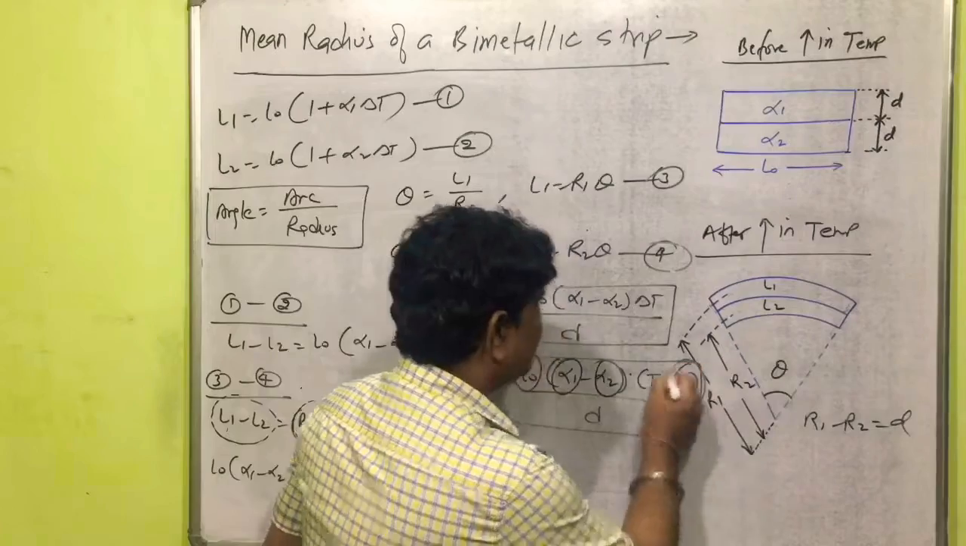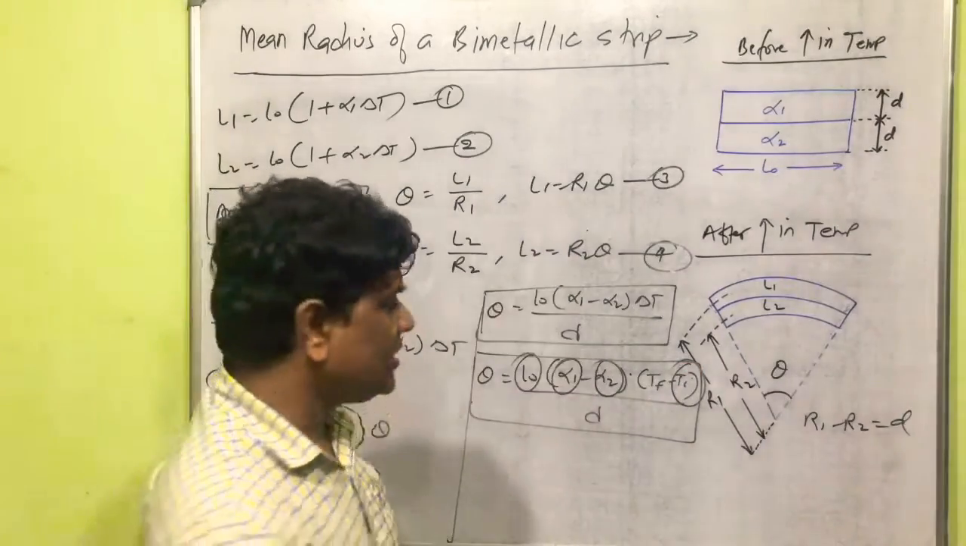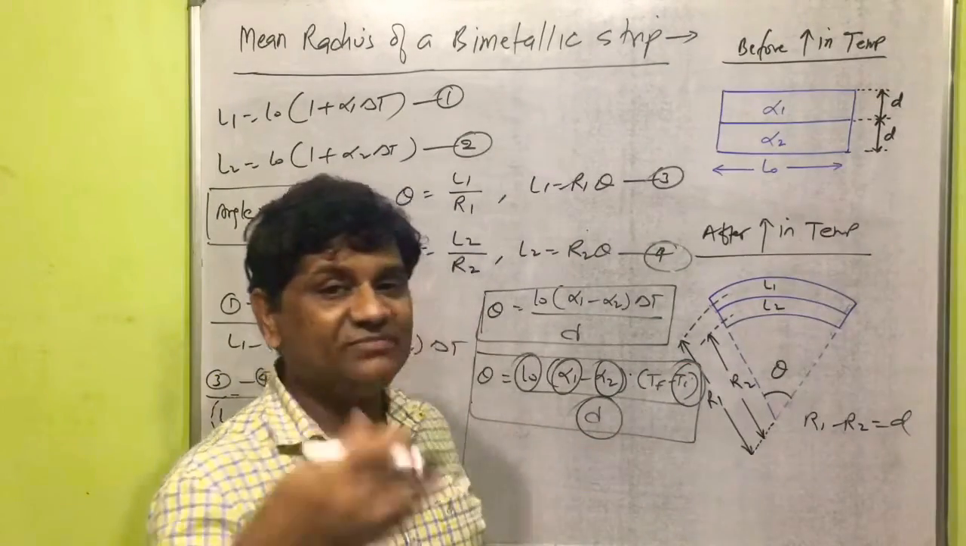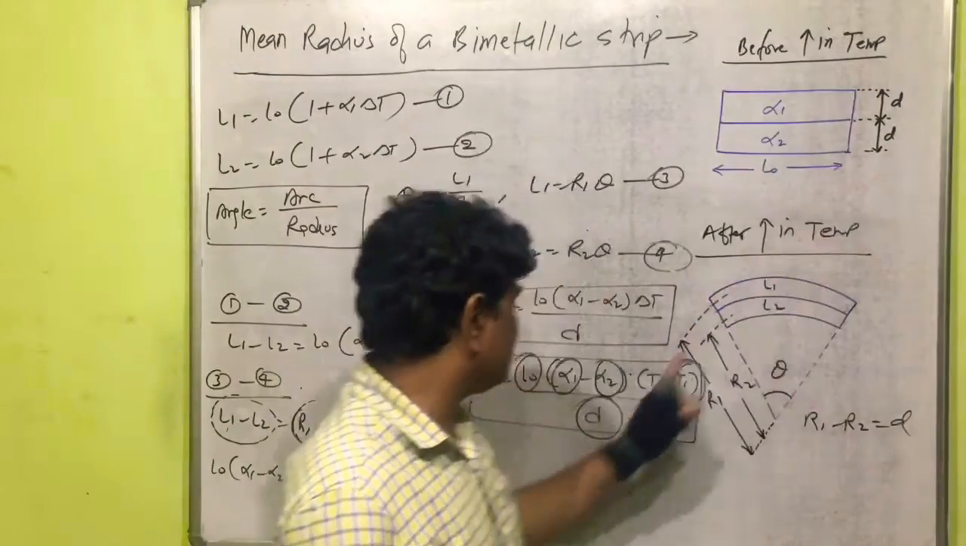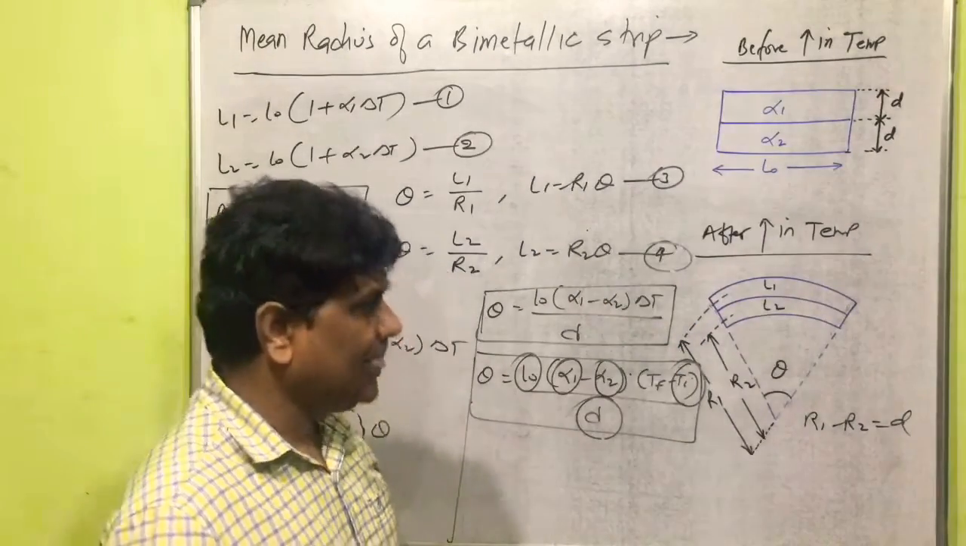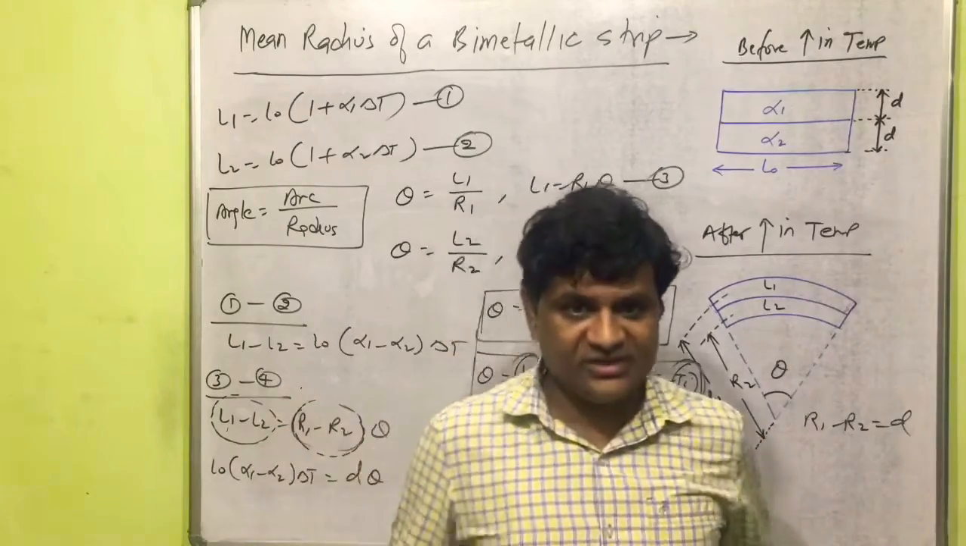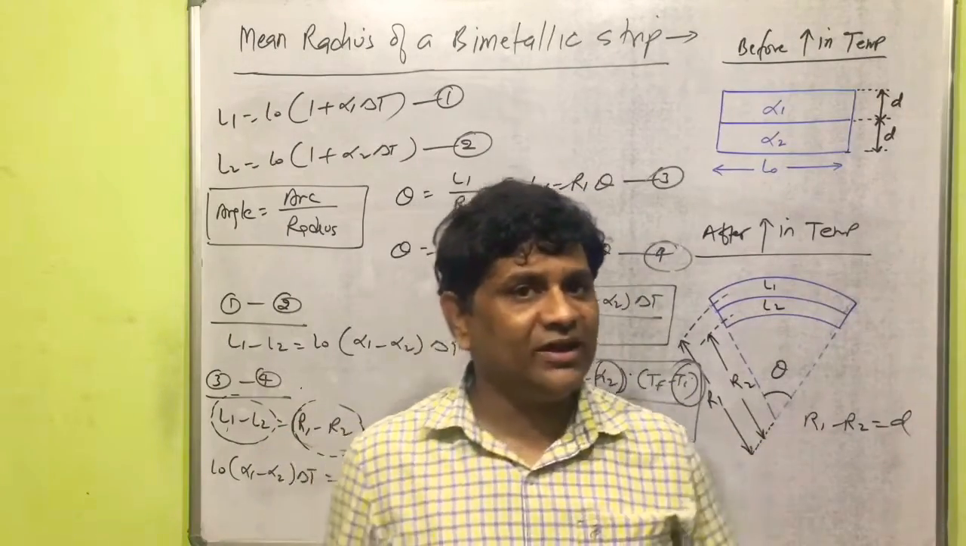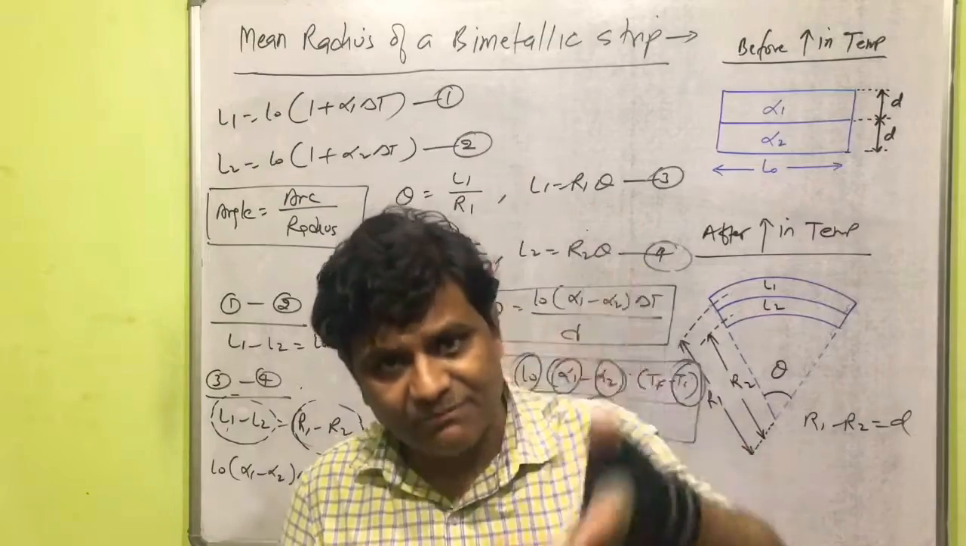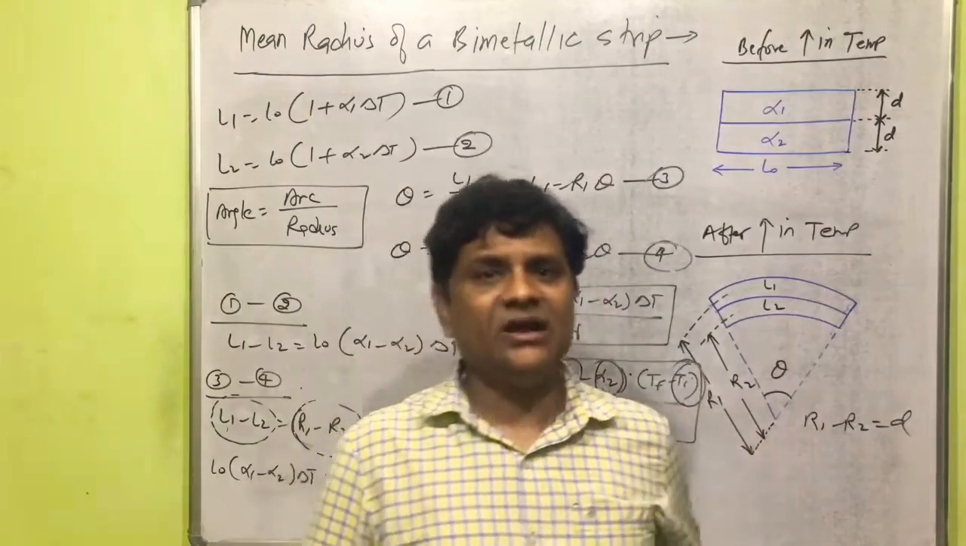So T initial is also given. D is the thickness of each strip, which is also given. Now the same bimetallic strip is placed inside a furnace having a very high temperature.